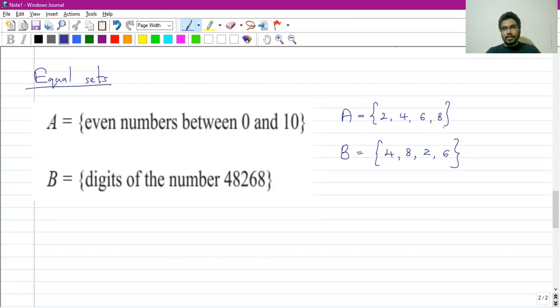And the order of the elements you will not need to consider. The order of the elements is not considered.